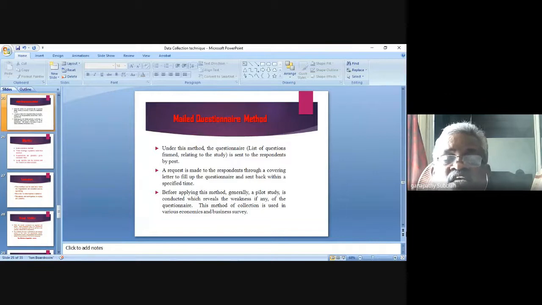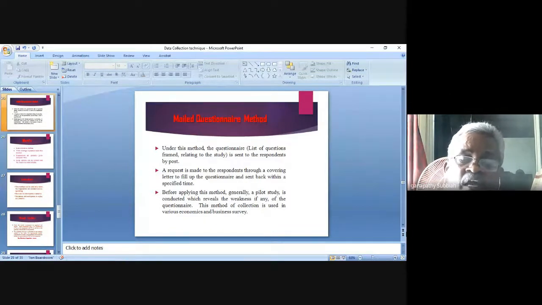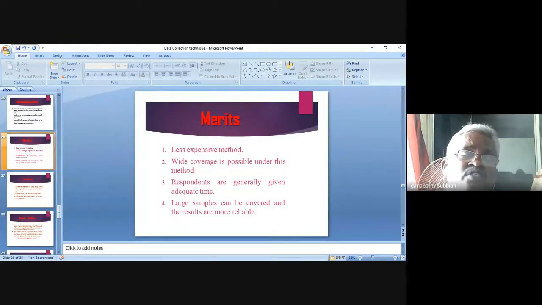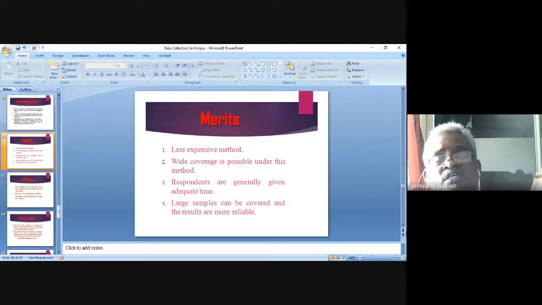This method of collection is used in various economic and business surveys. So these are the mailed questionnaire methods. There are some merits of the mailed questionnaire method. It is a comparatively less expensive method. The investigator or researcher does not directly meet the concerned respondent. All the information from both sides goes through the mail or post, right?